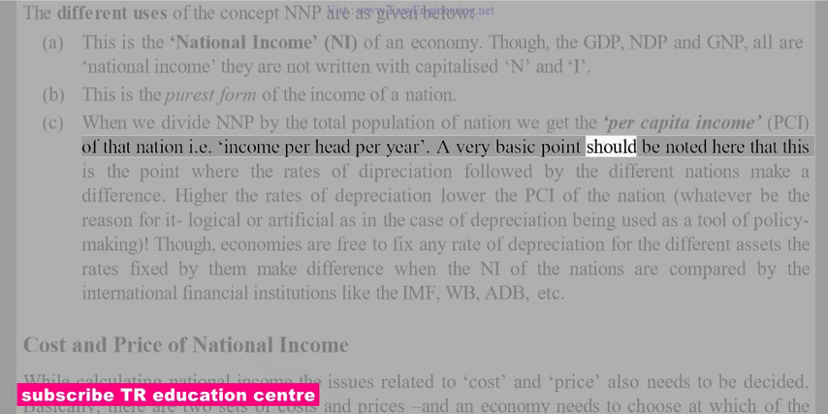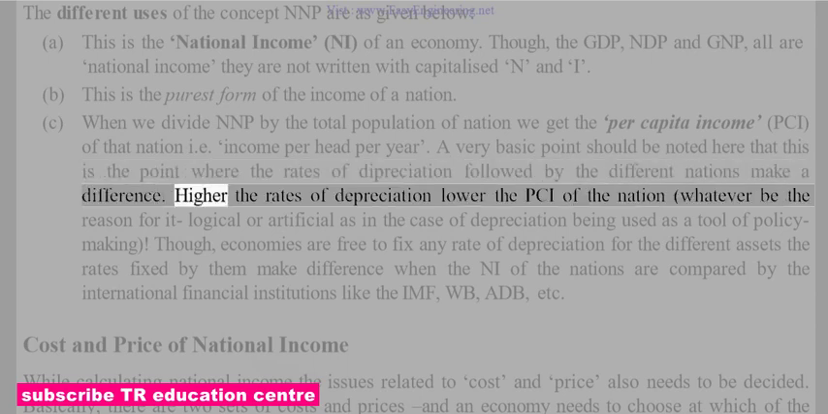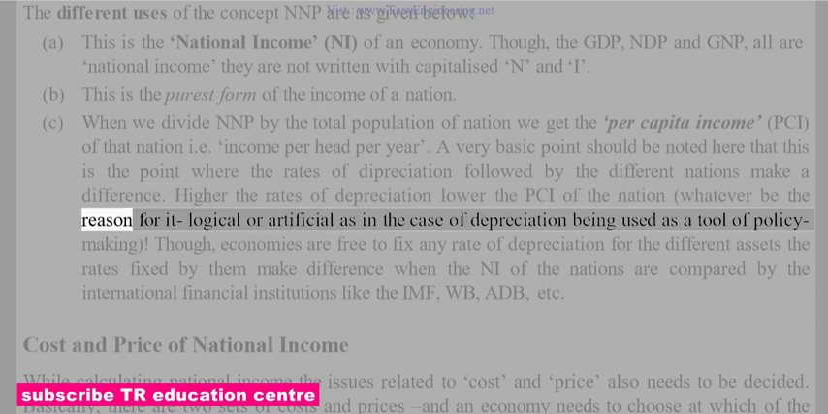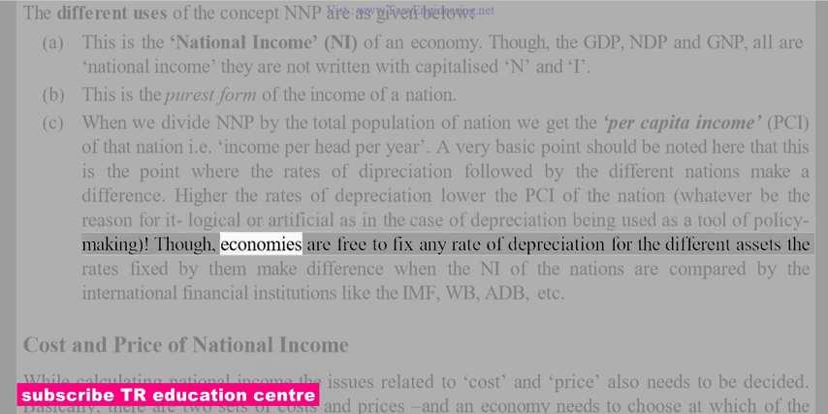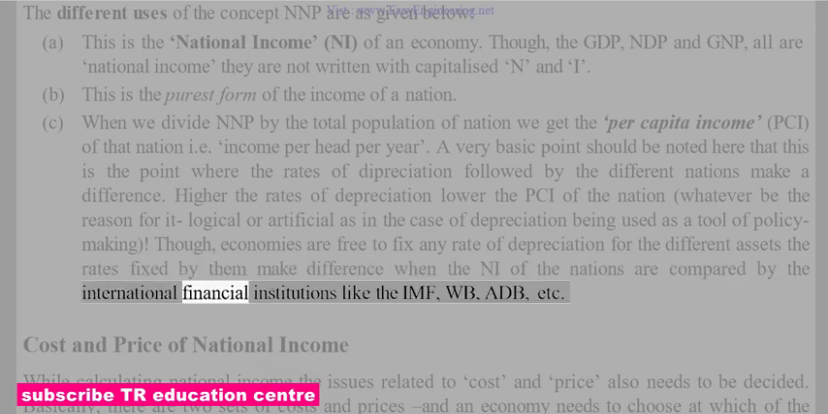A very basic point should be noted here, that this is the point where the rates of depreciation followed by the different nations make a difference. Higher the rates of depreciation, lower the PCI of the nation, whatever be the reason for it, logical or artificial, as in the case of depreciation being used as a tool of policy making. Though economies are free to fix any rate of depreciation for the different assets, the rates fixed by them make a difference when the NI of the nations are compared by the international financial institutions like the IMF, WB, ADB, etc.